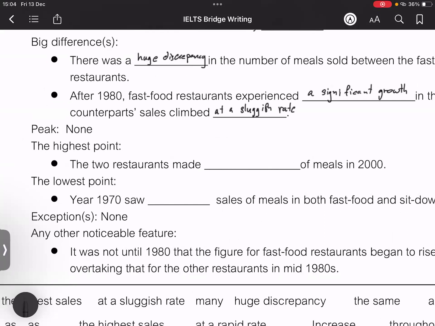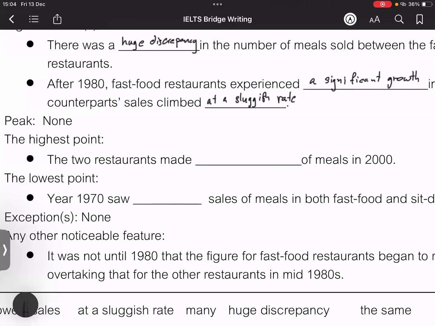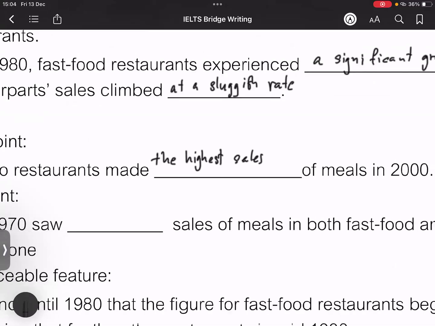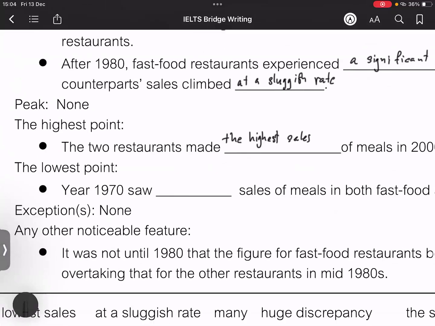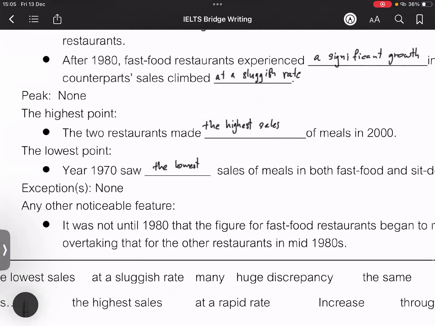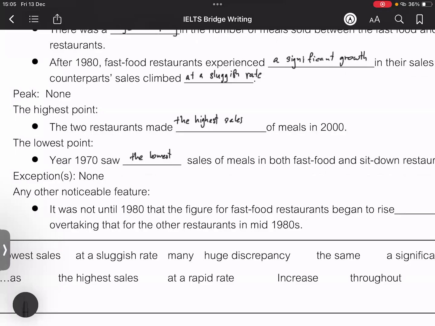Next, the two restaurants made what? The two restaurants made the highest sales of meals in 2000. Now, for the lowest point, year 1970 saw the lowest sales of meals in both fast food and sit-down restaurants.